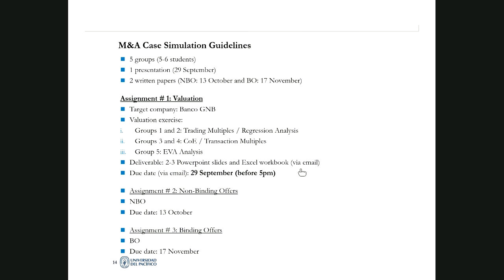You will need to be sending it via email the same day of the presentation or in 2 weeks' time, before 5 p.m., so that for our class at 7:30 p.m. I have all the documents and I can share them or project them and we can discuss them in class. Someone in the group, either all of you or one of you, as you prefer, will be presenting these 2 to 3 slides, okay? Assignment number 2 is going to be for 13 October.